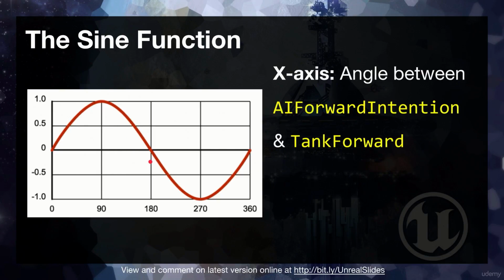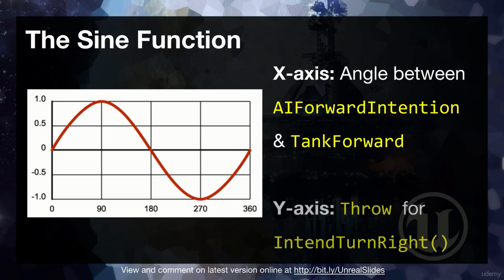But firstly, what are the axes? Well, the x-axis is the angle between the AI forward intention and the tank forward, just as before. And the y-axis is the throw that we're going to pass, but this time to intend turn right rather than to intend move forward. So if there's no angle, i.e. if the AI forward intention is already aligned with its forward, if it's already facing in the direction the AI wants it to go, then how fast should we turn right? Not at all. If we are 90 degrees out, it's going to turn right as fast as possible. If we're 180 degrees out, it's not going to turn at all. Now we'll talk about that again in a second, because that seems odd, but it's okay.